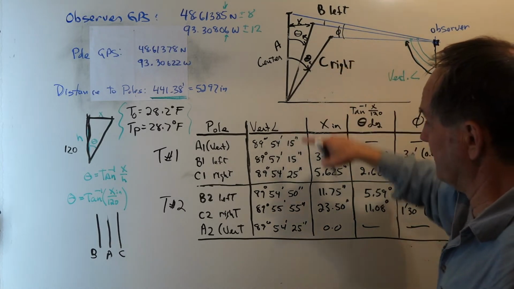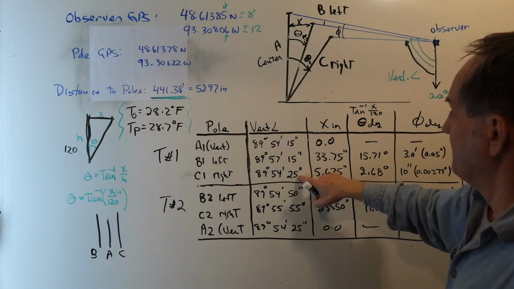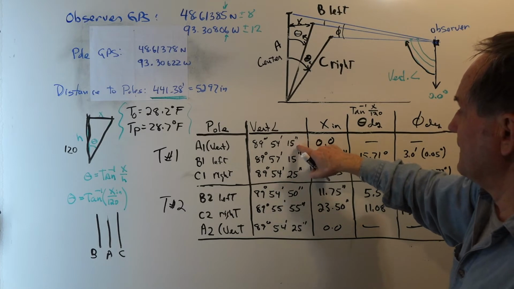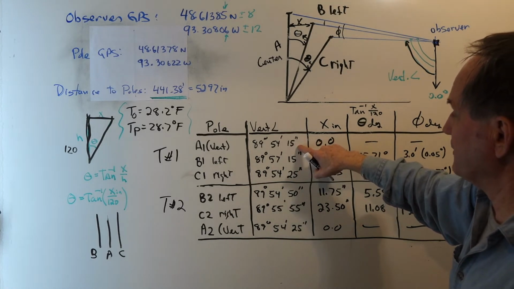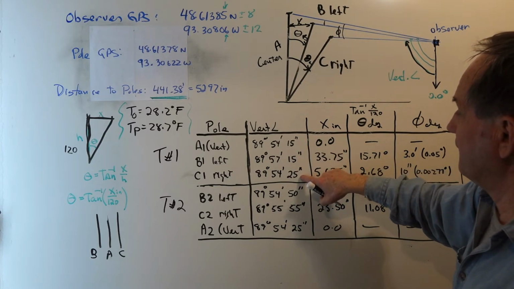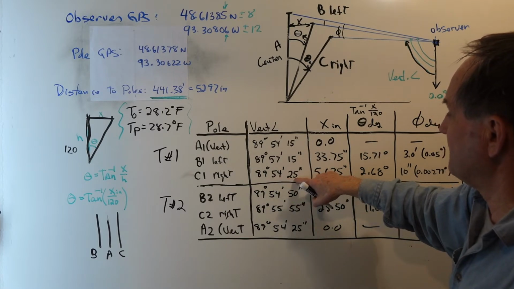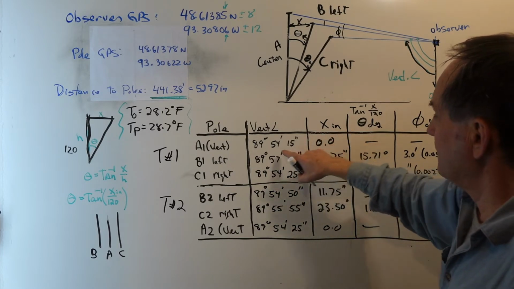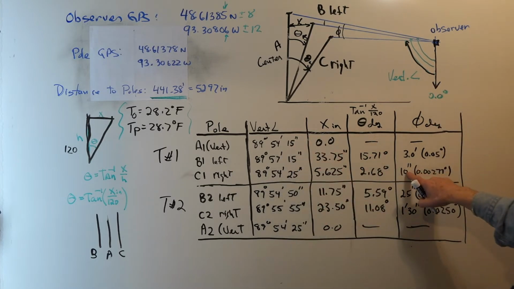And the same thing for the right pole. To get angle phi, we subtract the vertical angle of the reference pole A from that of pole C, or the right pole. So 54 minutes, 25 seconds, and we subtract 54 minutes, 15 seconds, so we get 10 seconds. And that's what we have.